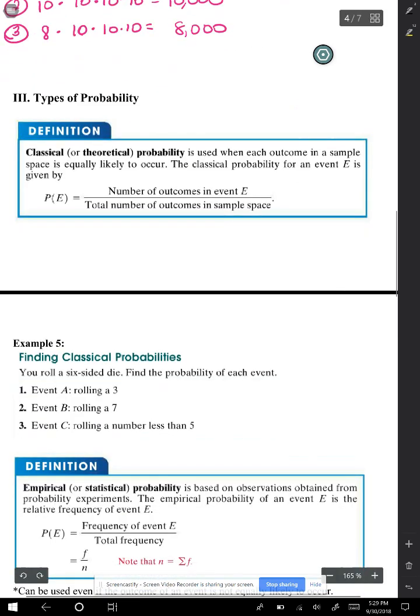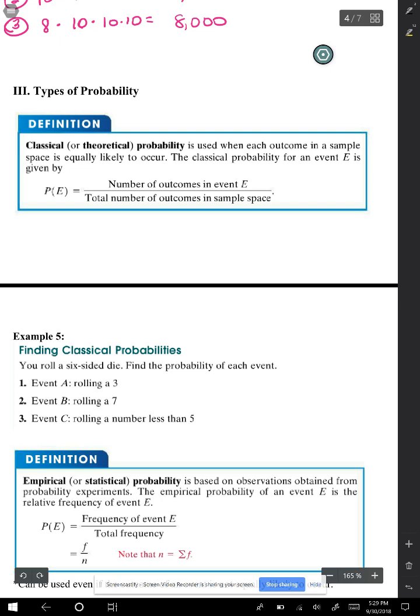On part 3, we have the types of probability. And the first one is the classical, or what we call theoretical probability. And this is what you would expect to happen. So when you're doing this, this is used when an outcome in a sample space is equally likely to occur. And the classical probability for an event is given by the number of outcomes in event E divided by the total outcomes in the sample space.